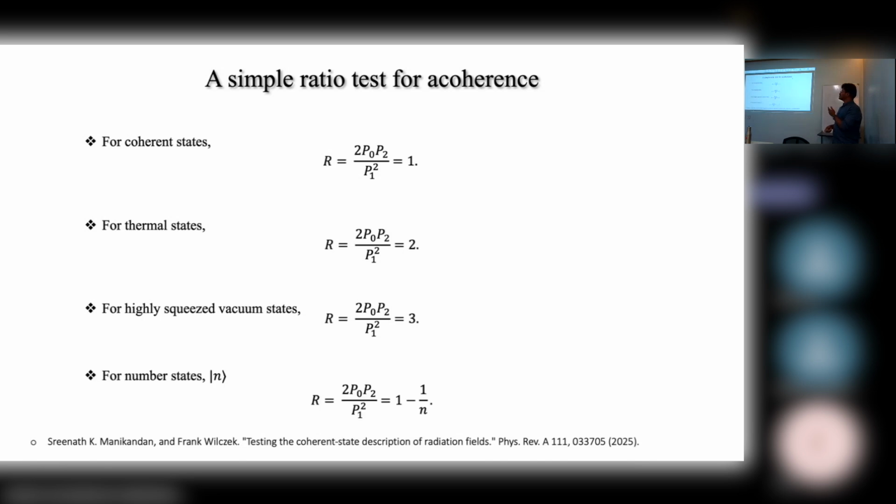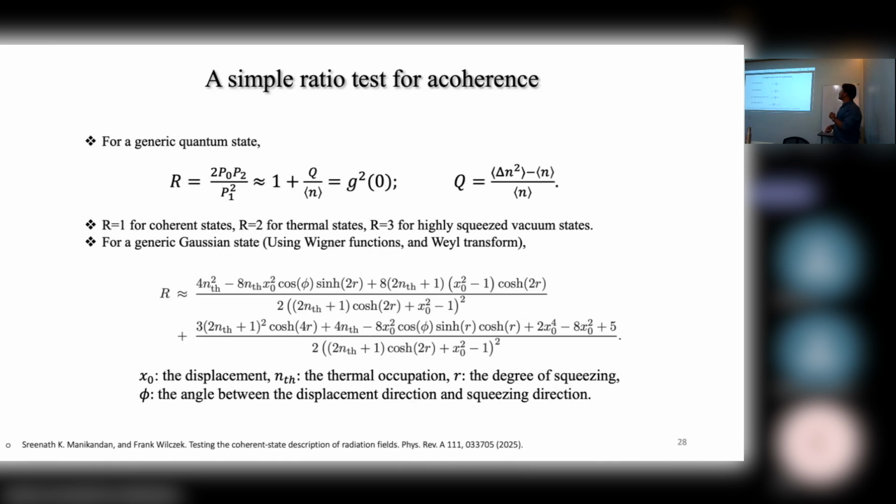And in fact, if we now do it for a number state, so the field is in a number state, and compute the ratio 2 times P0 times P2 divided by P1 squared, we get 1 minus 1 over n. So in the limit of large n, so it's a highly occupied state, this ratio goes to 1. So that tells us that we cannot discriminate from a coherent state if the field has high intensity using this ratio test. But generically, what are these numbers 1, 2, 3? Actually, this 2 times P0 P2 by P1 squared is 1 plus Q over n, where Q is the Mandel Q parameter. And that is what is known as the second order coherence function for the radiation field. So we are able to probe the second order coherence function by just looking at the lowest order click probabilities.